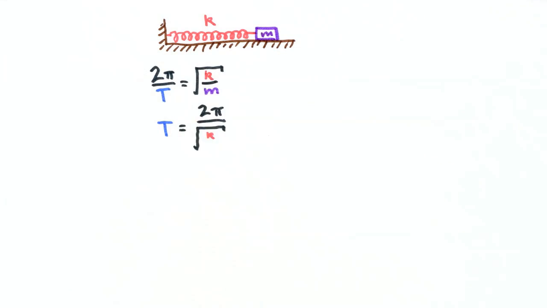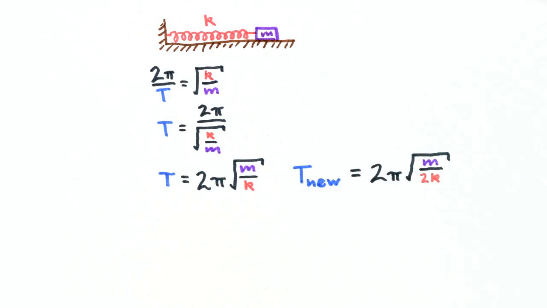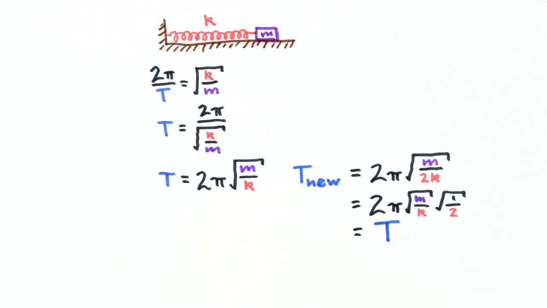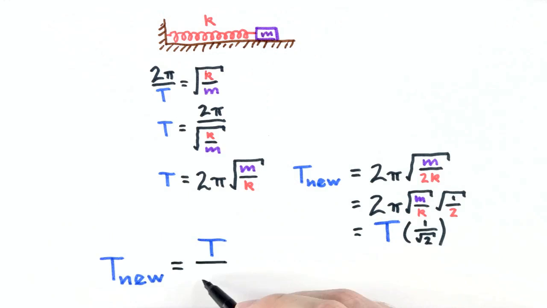Here's the solution. For a given spring and mass, we know the corresponding period. Now, we're told the spring stiffness doubles, meaning we can write our new period like this. Now, if we factor out the square root of 2 in the denominator, we recognize the rest of the expression is just the original period T. And so we have the new period is equal to the original period divided by the square root of 2.